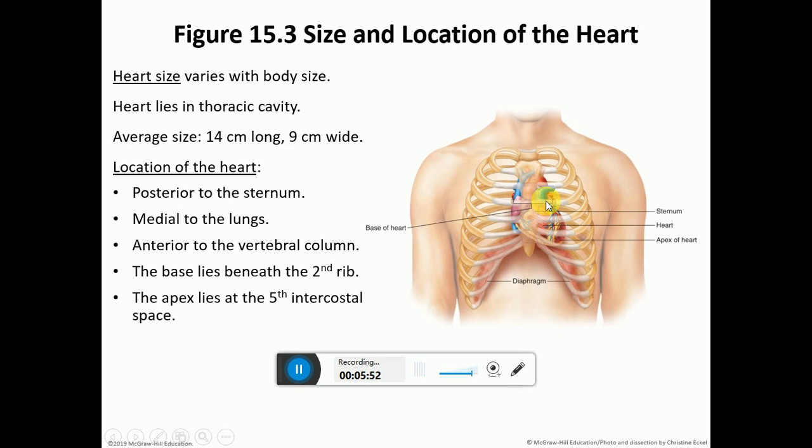rib. And you'll see that obviously the heart, although it is behind the manubrium sterni, or the sternum, is a little bit shifted to the left so that the apex of the heart is felt and heard on the left side.